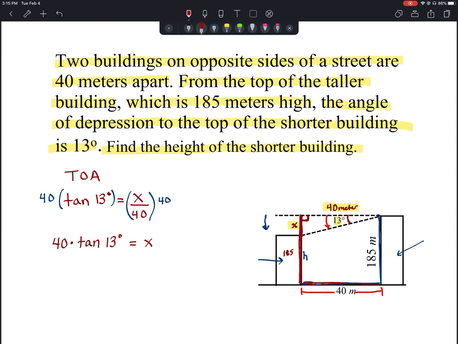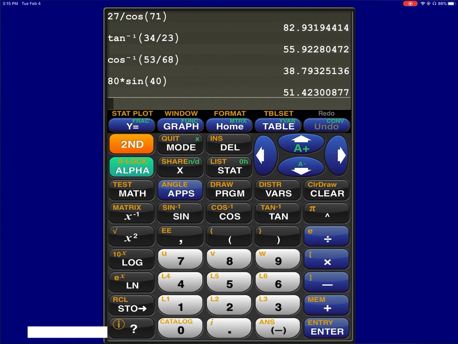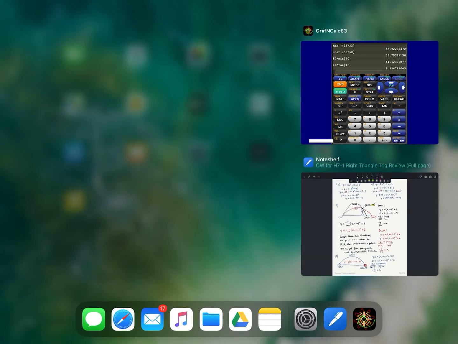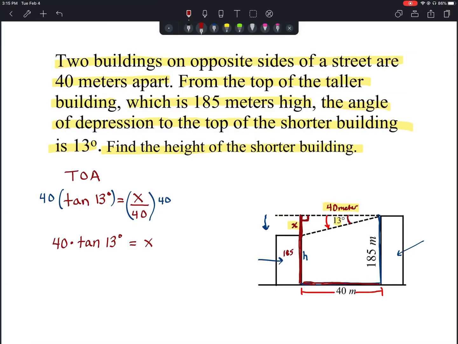So back to it here. Let's go ahead and find 40 times our tangent of 13 degrees. 40 times the tangent of 13 degrees is going to give us about 9.23 meters. So jumping back in, we're going to say x is approximately 9.23 meters, which means that our shorter building is going to be about 9.23 meters shorter than the taller one.